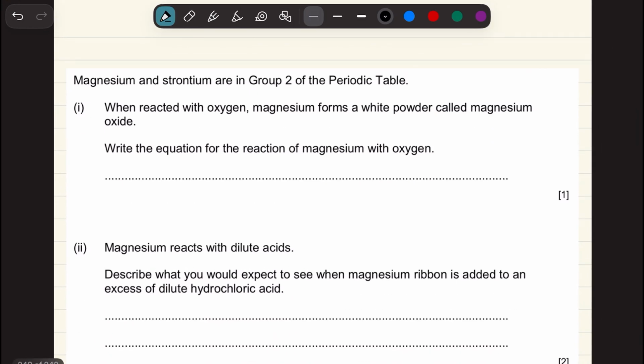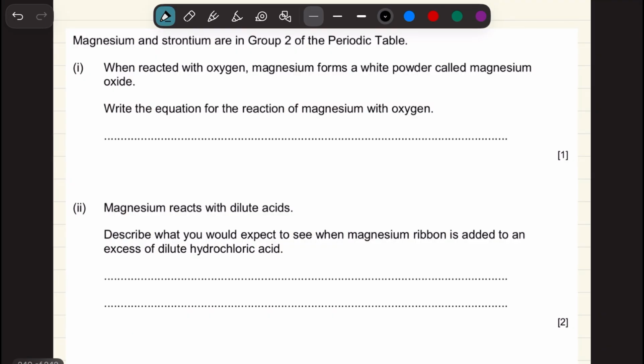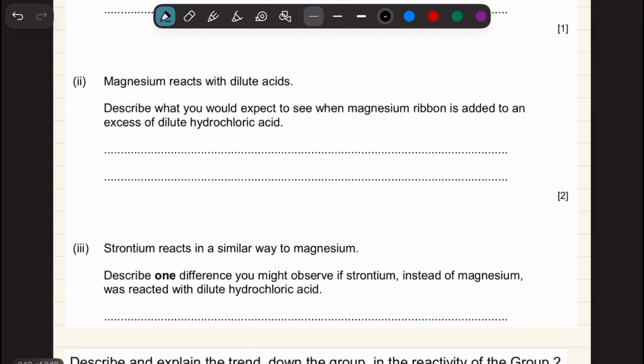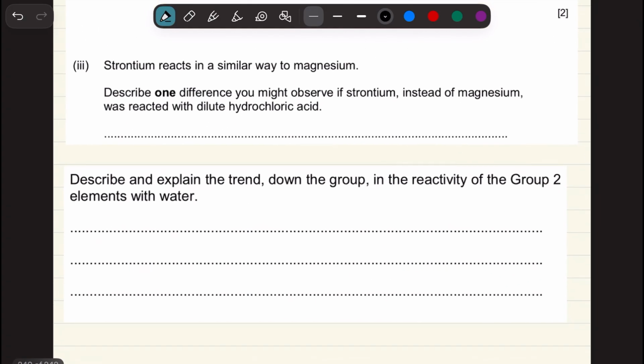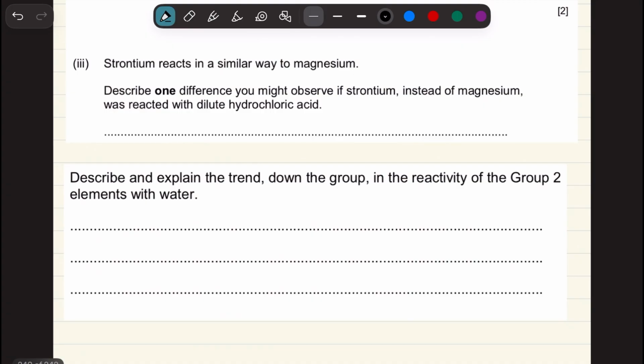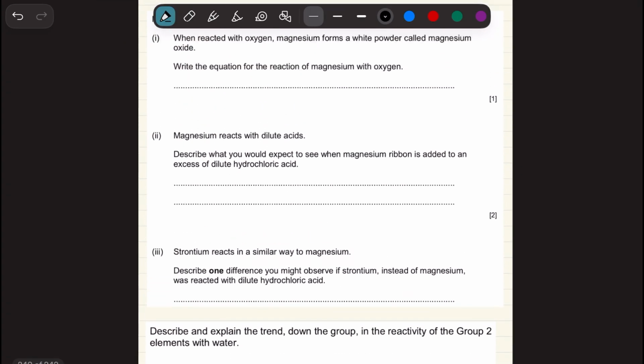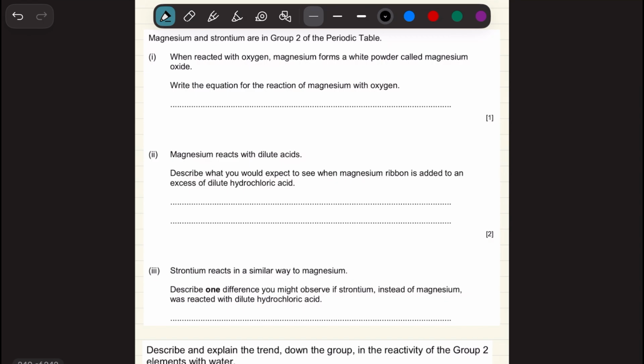Okay, so it's question time. So we've got a 3-part question to start off with. Comparing magnesium and strontium: a reaction with oxygen, a reaction with dilute acid, and then a comparison. And then you're going to also explain the trend of reactivity in group 2. Showing you all the questions there. Have a good go.